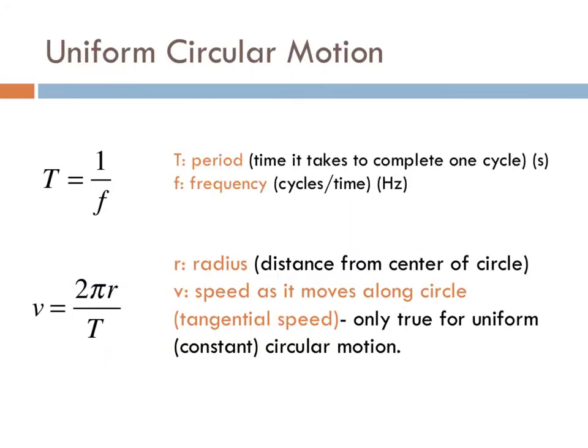A couple of other things that we can be asked to calculate in this section are period and frequency. Remember, we talked about period and frequency last year, but it came a little bit towards the end of the second semester. Period is the time it takes to complete one cycle. So if we're talking about uniform circular motion, meaning constant velocity in a circle, we want to know the time it takes to complete one circle. Frequency is the cycles per unit of time, and it has its own unit of hertz. So this is one relationship, T is equal to 1 over F. Another one that we saw last year was F is equal to 1 over T.